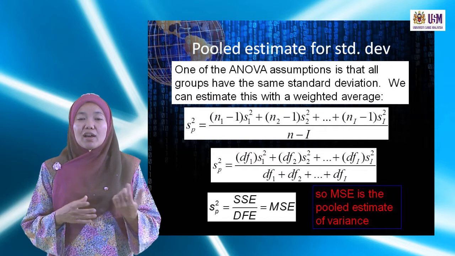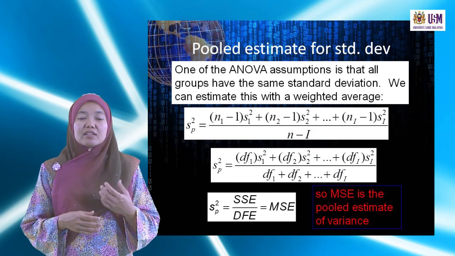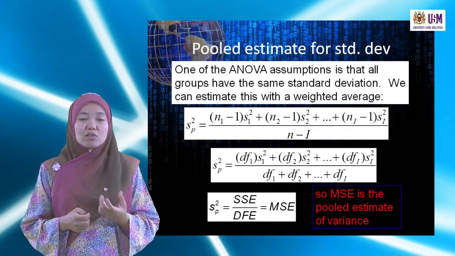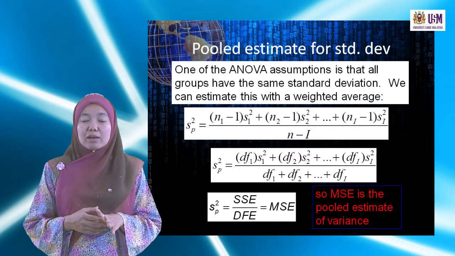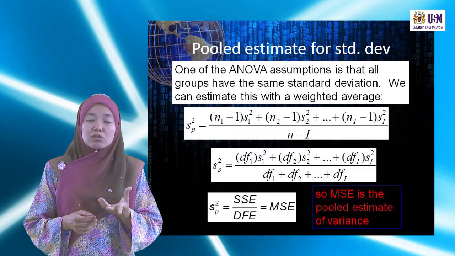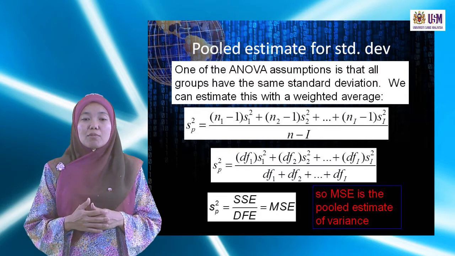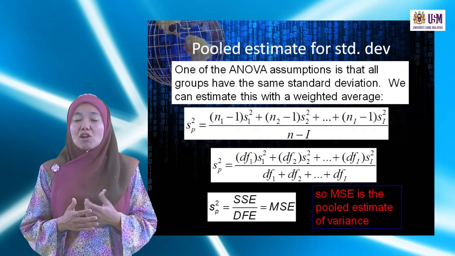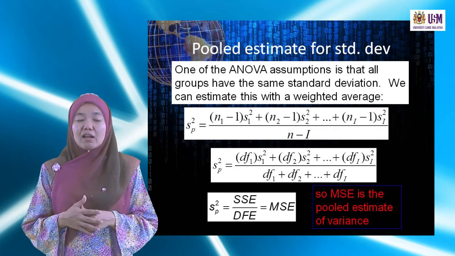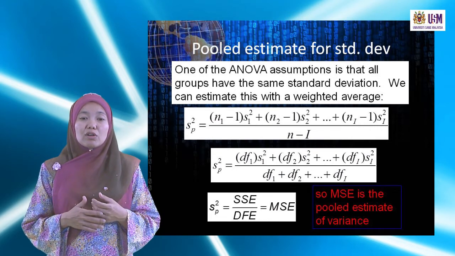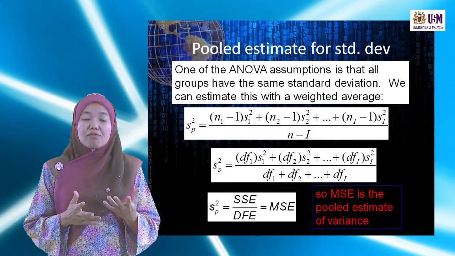So the pooled estimate for variance is given as the degrees of freedom of sample 1 multiplied by variance 1, plus the degrees of freedom of sample 2 multiplied by variance 2, and so on. The denominator, the one below the formula, is simply the sum of all the degrees of freedom of the different groups from group 1, group 2, up to group L. So the variance for the pooled estimate is simply the sum of squares for error divided by the degrees of freedom for error.